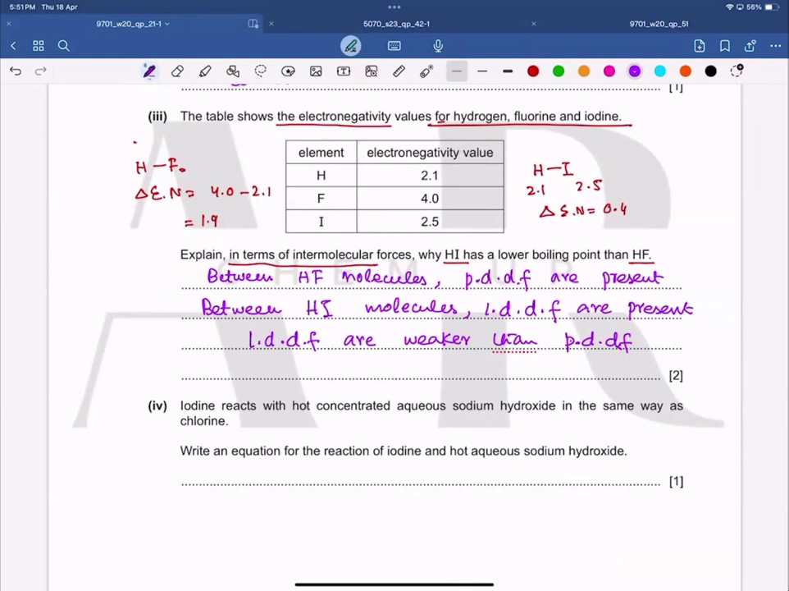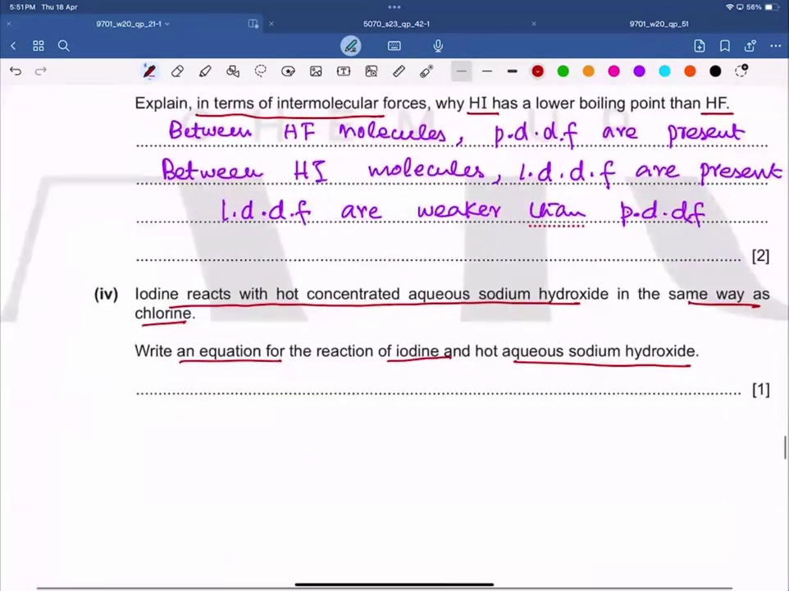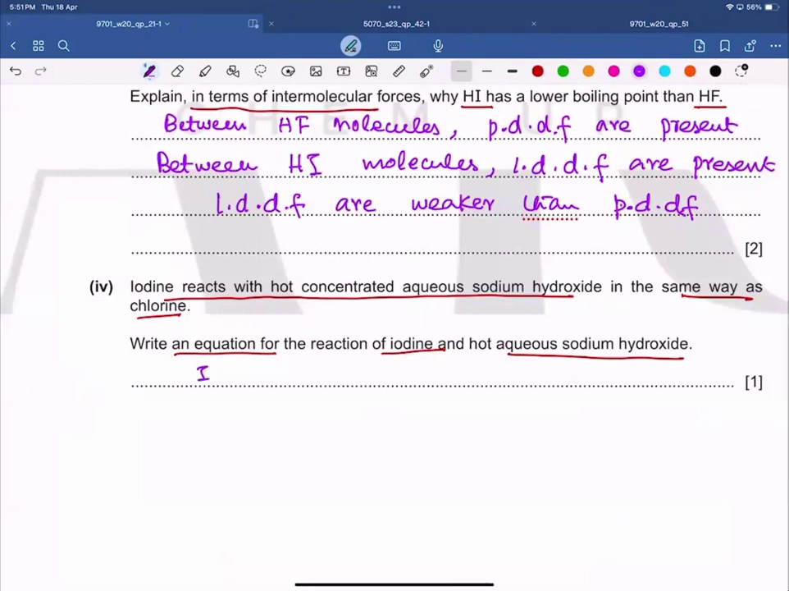Now, next part. Iodine reacts with hot concentrated aqueous sodium hydroxide in the same way as chlorine. So they are making reference to the reaction of chlorine, which we have studied in the lectures. Write an equation for the reaction of iodine and hot aqueous sodium hydroxide. If you recall the reaction of chlorine with hot concentrated aqueous sodium hydroxide, we were getting NaCl and NaClO3. So here I will write NaI and NaIO3 and water. Now you have to balance the equation.